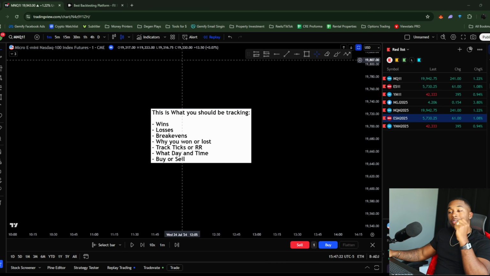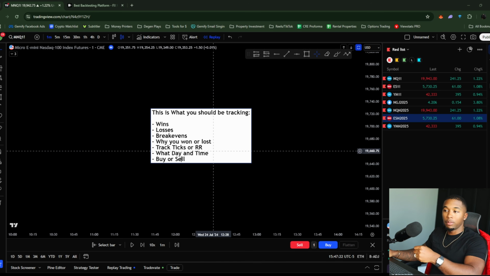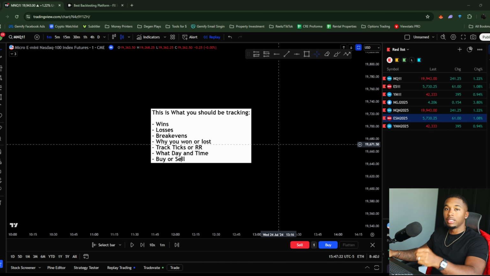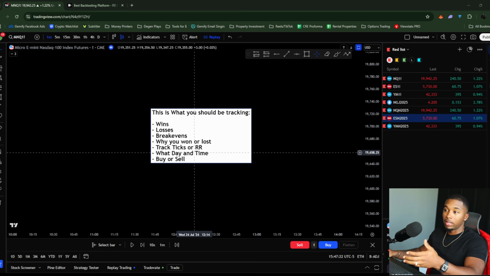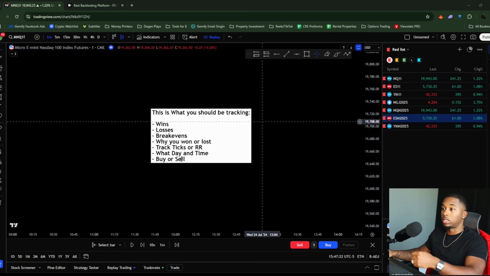Okay, so now that we understand exactly what we should be tracking, which is probably the most important part of it, because backtesting makes no sense at all if you're not capturing the data to be able to refine and optimize your strategy or find a new strategy. As long as you have this down and you guys are actually tracking this, you are on the right path, and you are doing what 99% of people that backtest aren't doing. And that's what's going to set you guys apart.